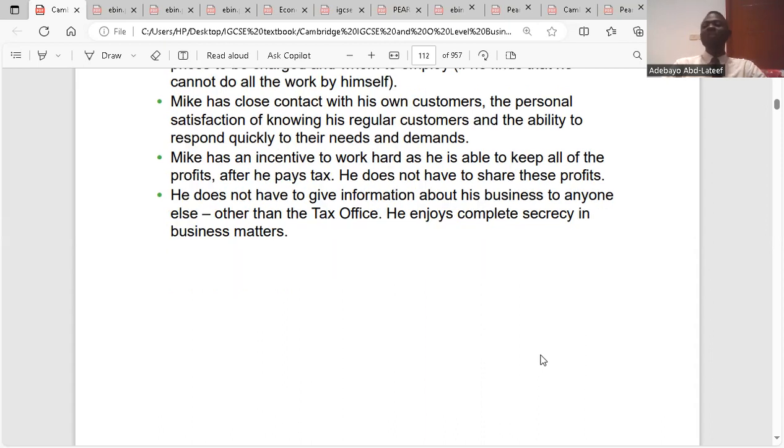He does not have to give information about his business to anyone else other than the tax office. He enjoys complete secrecy in his business matters. So everything about his business can be kept confidential. He doesn't have to tell anybody, except the financial statement that he has to present to the tax office because he has to pay tax. Clear?